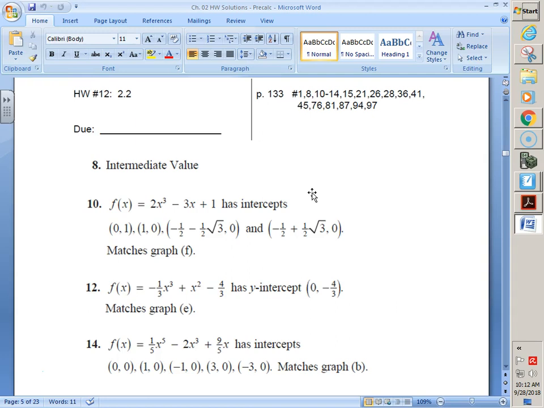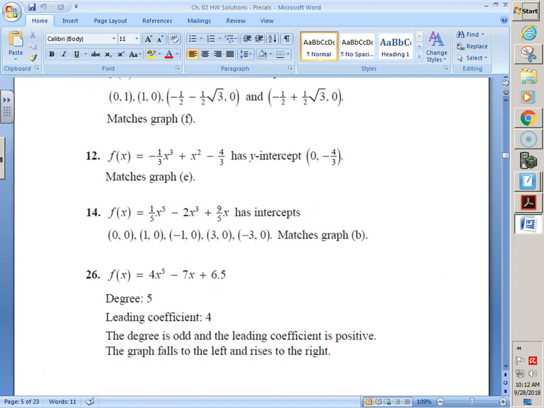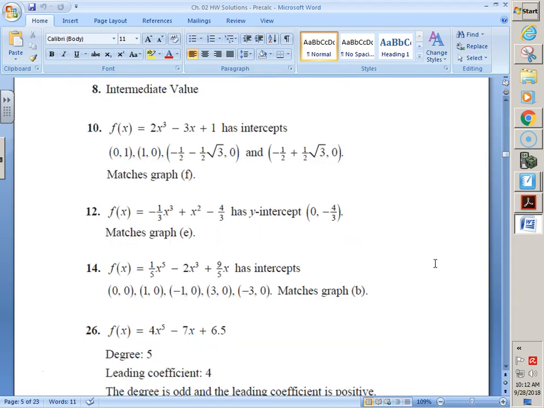All right, shake it out, and here we go. Number 8, intermediate value theorem. But some of you might have been like, I don't know, we didn't talk about it. Okay, fine. Fill it in now. Number 10 and 12 and 14 were all matching problems.